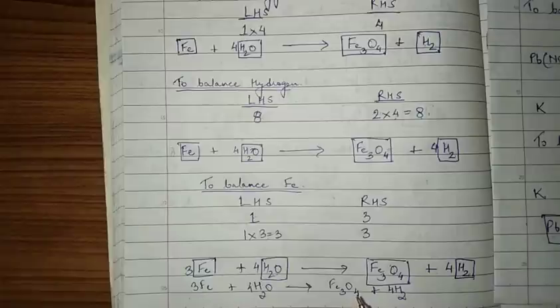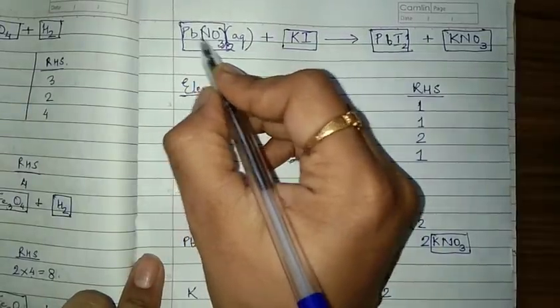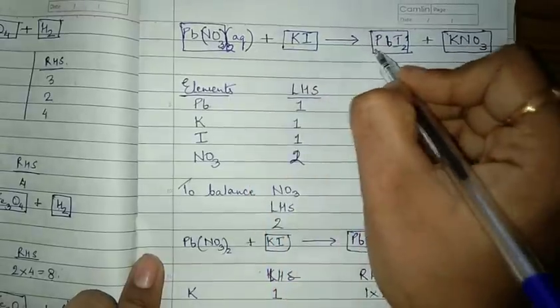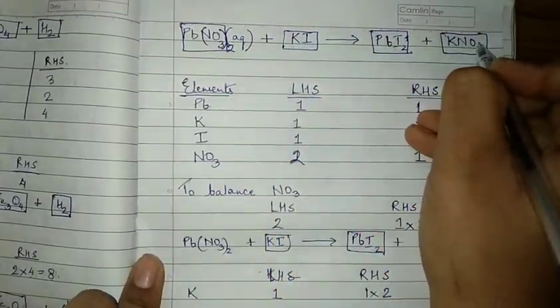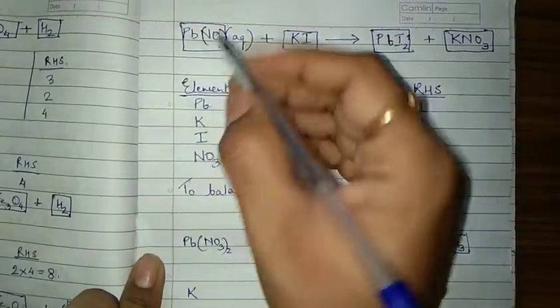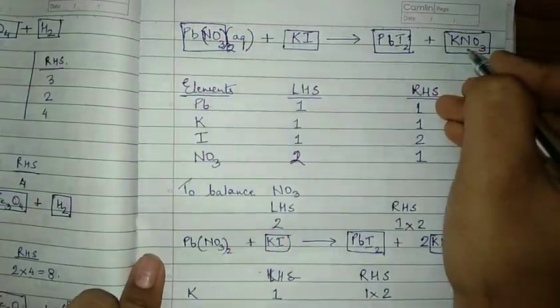This example is a little different. The equation here is Pb(NO3)2 plus KI gives PbI2 plus KNO3. Now, why did I say this equation is a little different? Because you can see here that there are polyatomic ions used here.